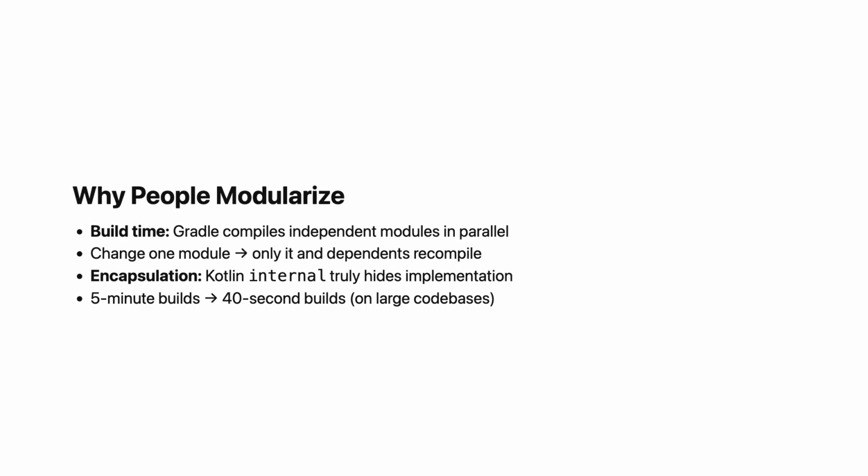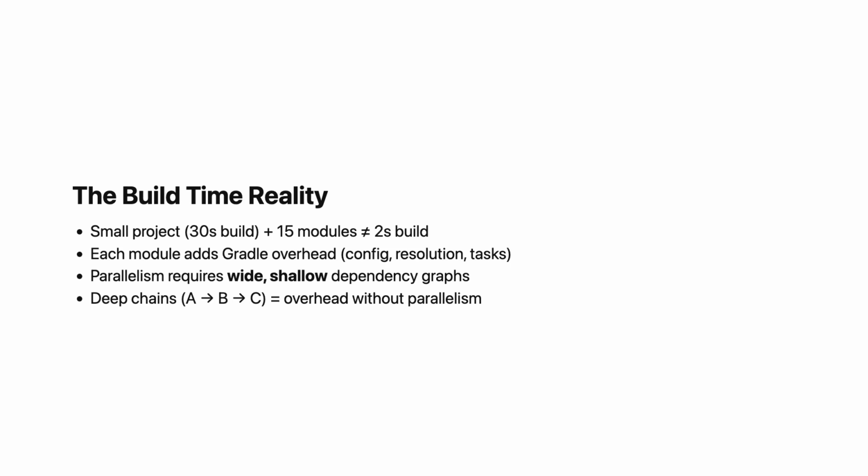But let us be precise about build times, because this is where the sales pitch gets fuzzy. Modularization improves build times only under specific conditions. First, your project has to be large enough. If your single module app builds in 30 seconds, splitting it into 15 modules will not make it build in 2 seconds. Gradle itself has overhead: configuration time, dependency resolution, task graph computation. Each module adds to this overhead. For small projects, the overhead can actually make builds slower.